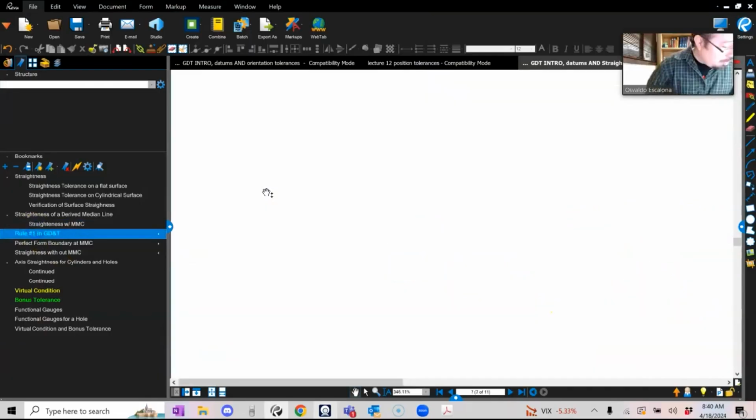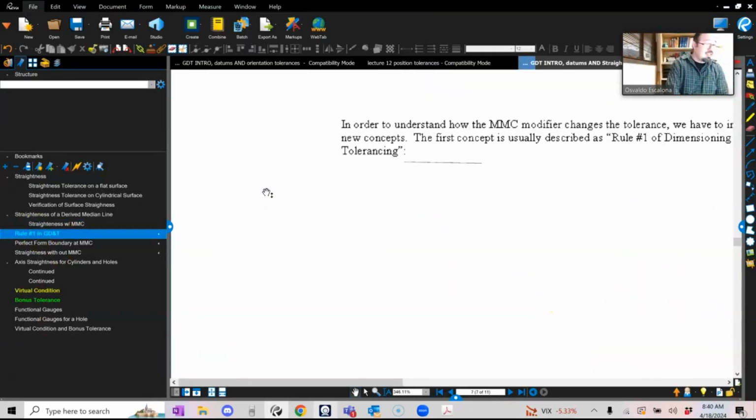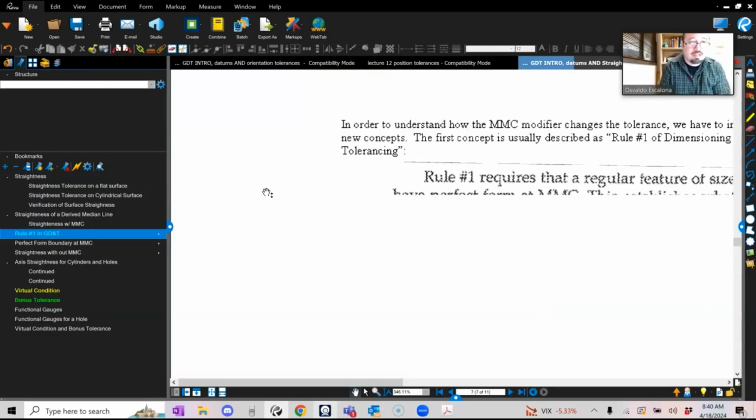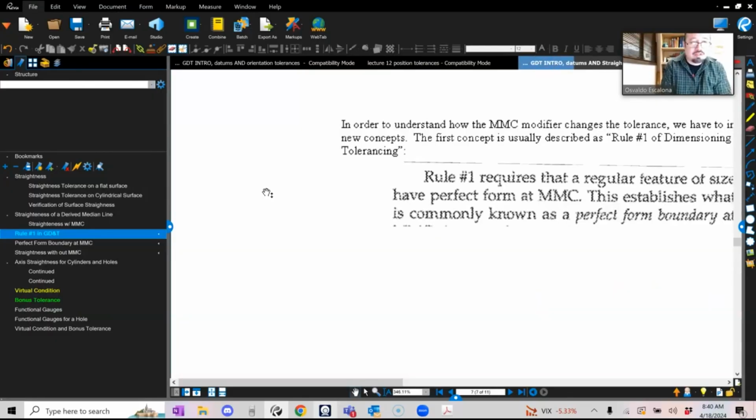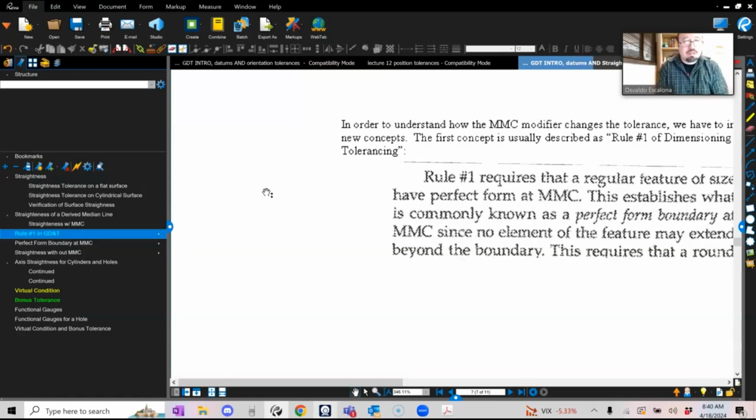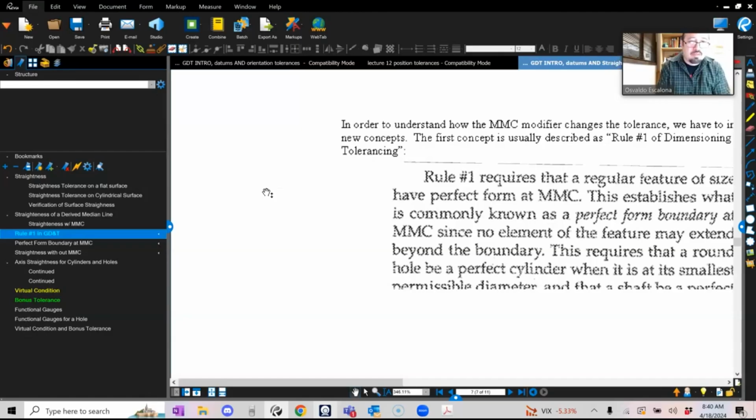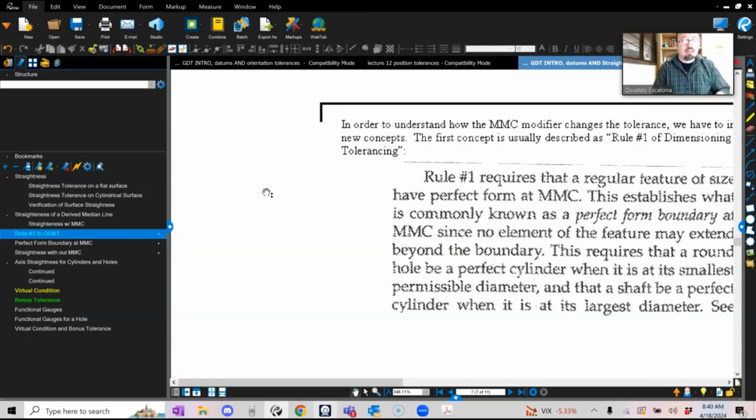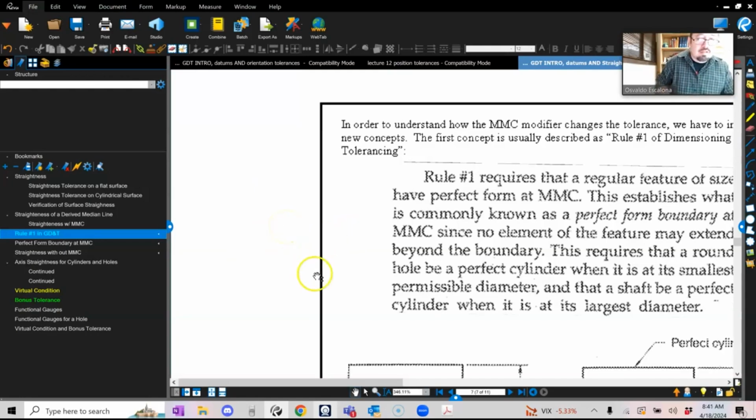Now in a proper format. In fact, if you guys want to go to the standard, it's a couple of paragraphs. I'm trying to summarize it, simplify it as much as possible. In order to understand how the MMC modifier changes the tolerances, we have to understand the new concept, which is rule number 1. And in here I have a summary. I think this is a book. This is not the standard definition, but it should help me try to explain exactly what I just told you.